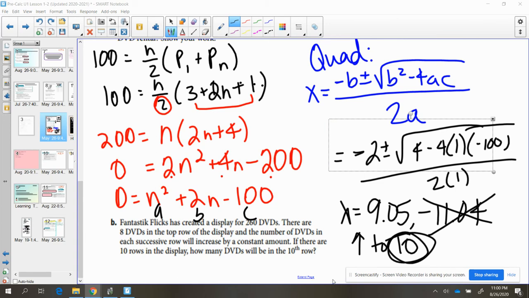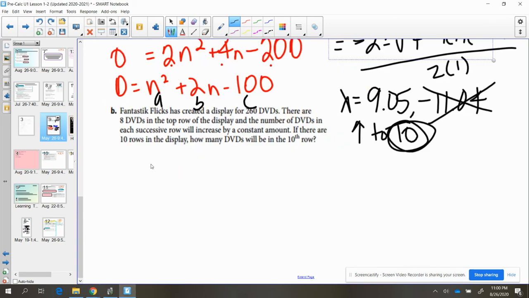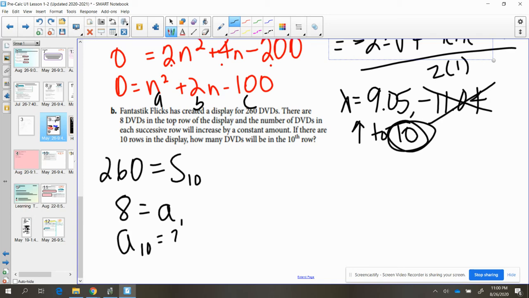Now, this next portion, I promise you, is much easier. Here we want to know, okay, we have a total of 260 DVDs, and we know that there are 8 in the top row. We want to know how many there are going to be in the 10th row. So what we know right now is that the sum of those 10 rows is going to come up to 260 DVDs. And we know that 8 is the value in our first row. The question here is how many DVDs are going to be in our 10th row?